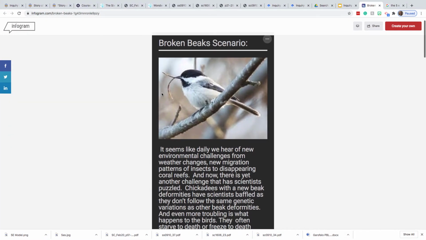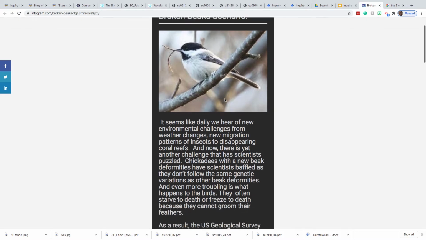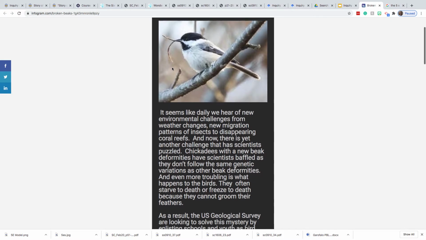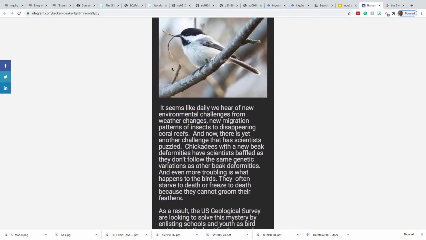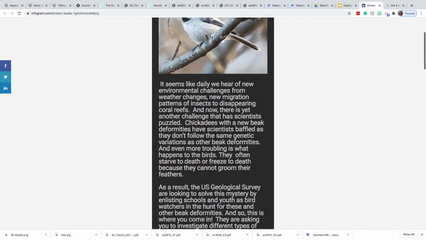So in this scenario, we were studying birds with our young learners, and one of the things we were studying is bird beaks. So you'll see here, this is a chickadee, and this bird's beak obviously is crisscross, which would make it really difficult for eating. And so we were doing an investigation around the chickadees.